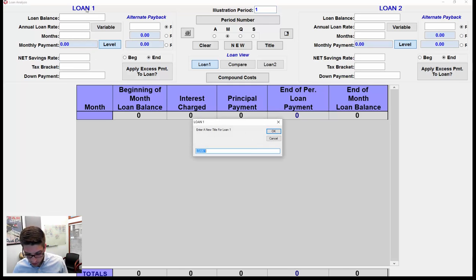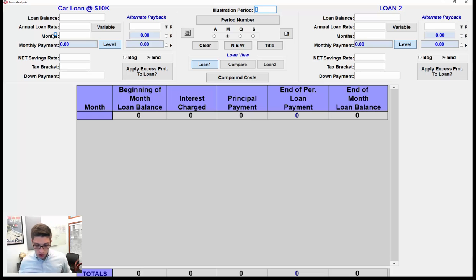I'm working on the left side of our screen here, the car loan. Let me relabel this: car loan at $10,000. We're going to say we're taking a car loan for $10,000. First number here, our loan balance, $10,000. Our loan rate, again, 5% is what the insurance company is charging. Now, months to pay back.